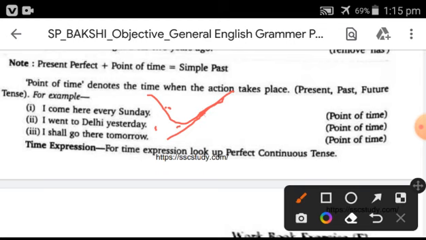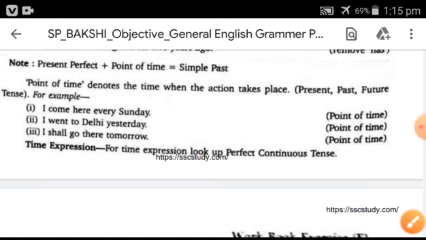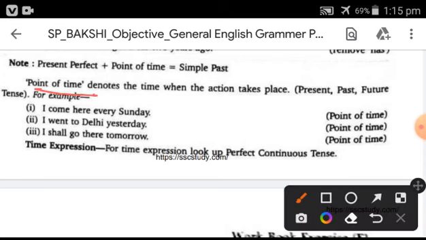But as we go ahead, I want to make it clear: a point of time denotes the time when the action takes place. It could be present, it could be past, it could be future, but we have to use indefinite.